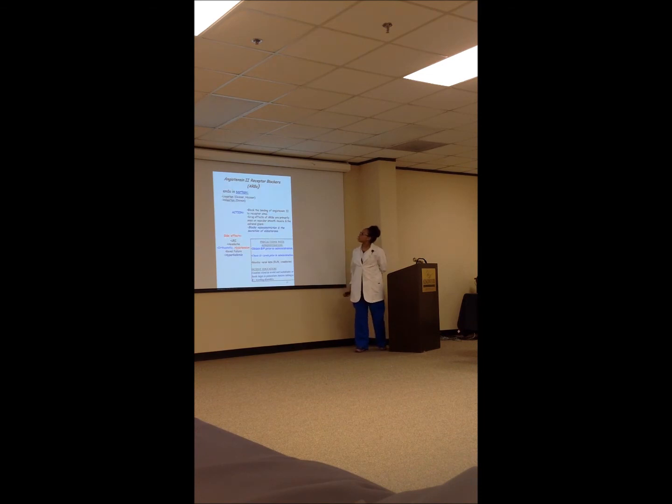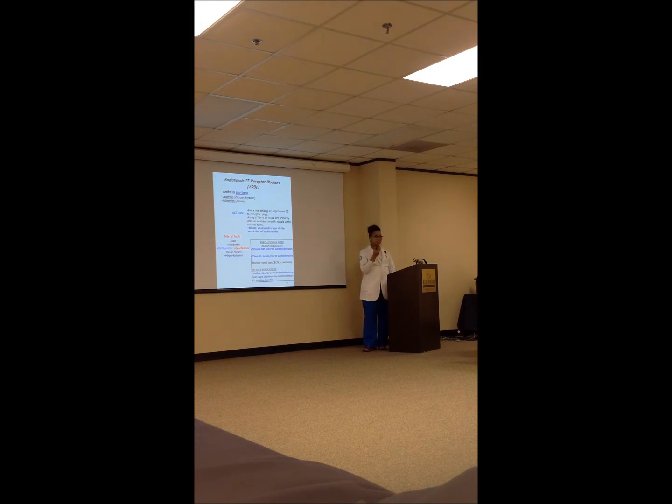So for our angiotensin 2 receptor blockers, which are the ARBs, those normally end with sartan. So you've got your losartan and your valsartan. For this medication, it is to block the binding of angiotensin 2 to the receptor site.